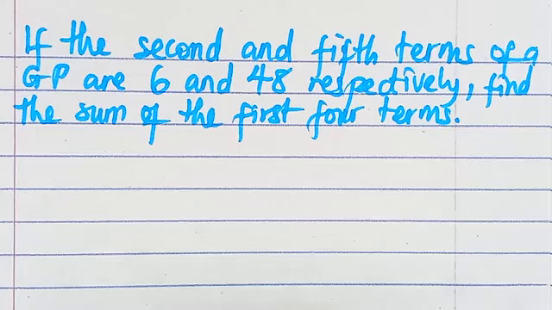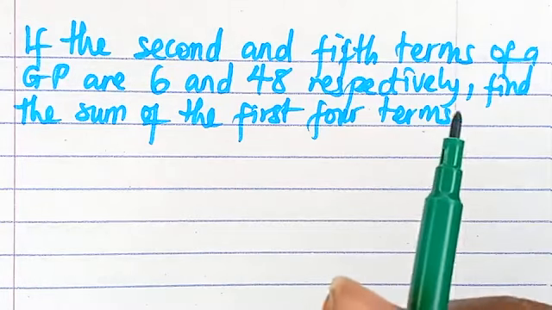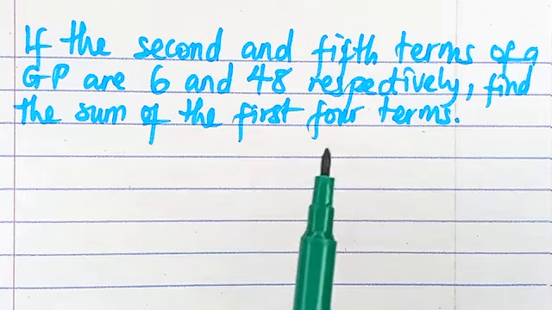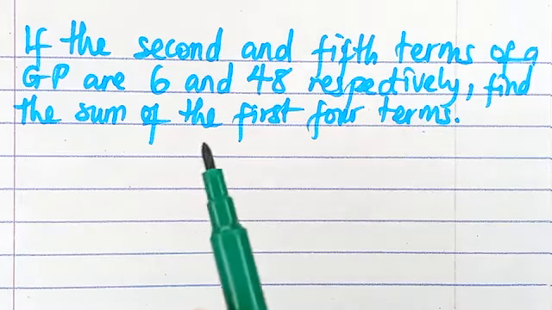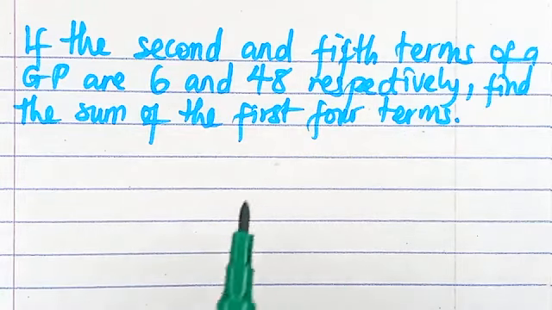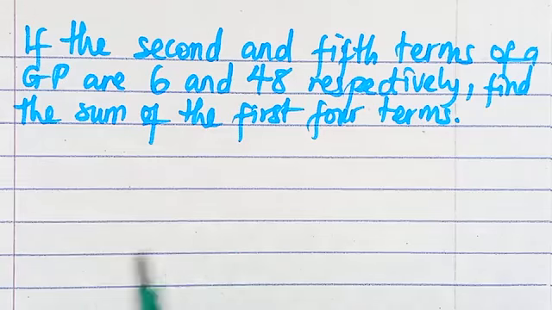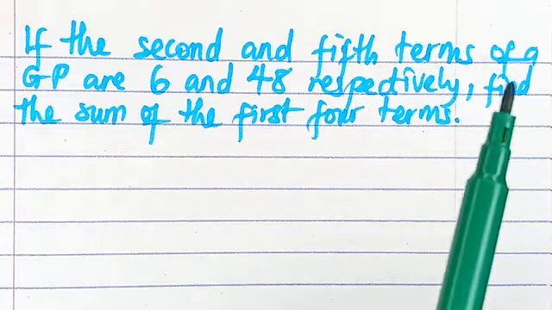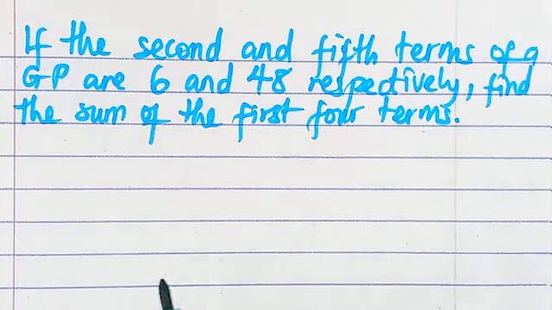Okay. If the second and fifth terms of a GP are 6 and 48 respectively, find the sum of the first 4 terms. You can see that this question looks like the previous one we just solved. You can go ahead, pause the video, and then come back so we can solve together to actually prove that you actually learned this.